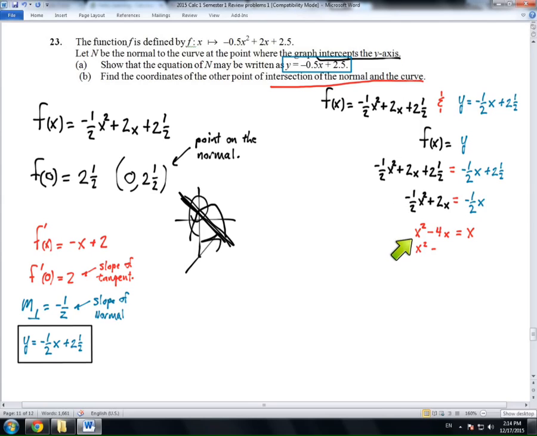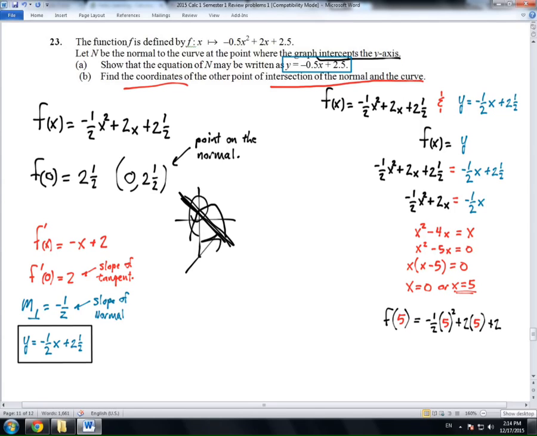So -2 here gives us a +1. 2 times -2 is -4. -1/2 times -2 is x. So you can see I have a much easier equation to deal with. Subtract x from both sides and we get x squared minus 5x equals 0. Factor out an x, and then we could use the zero product principle. x is either 0 or 5.